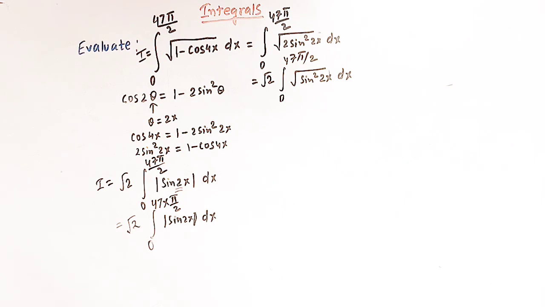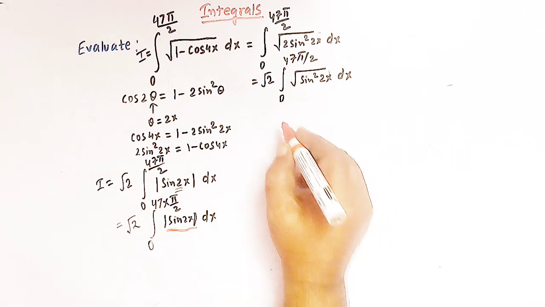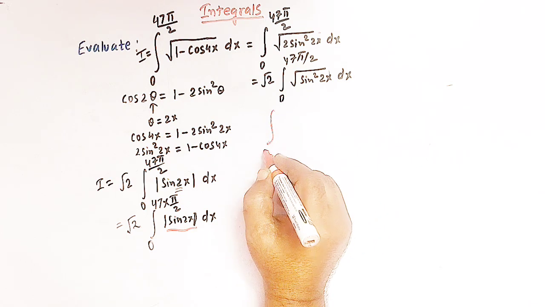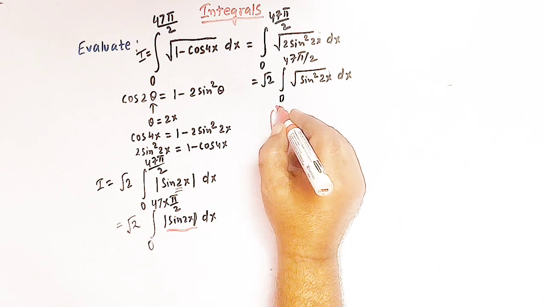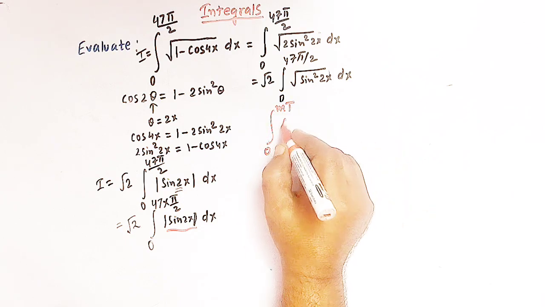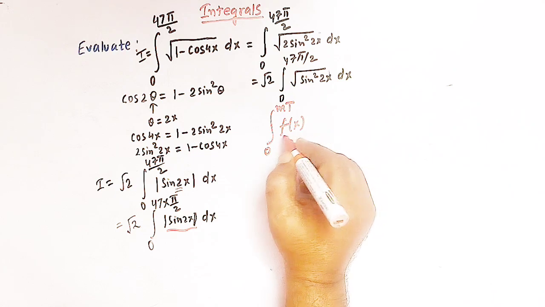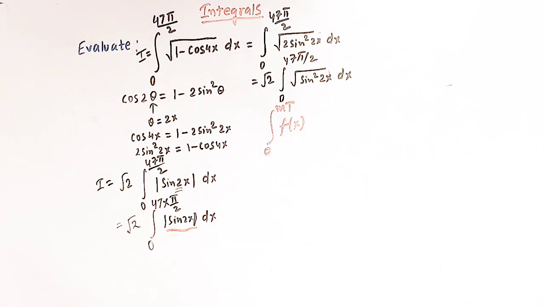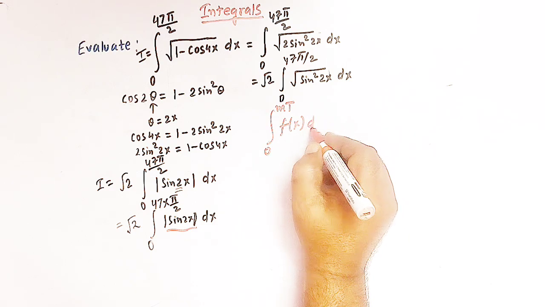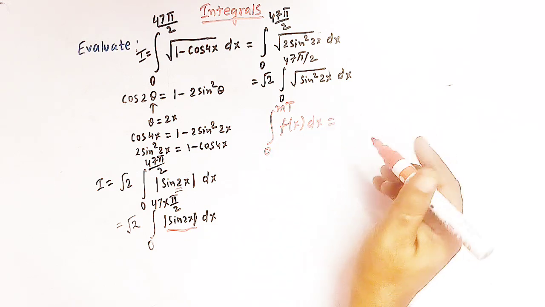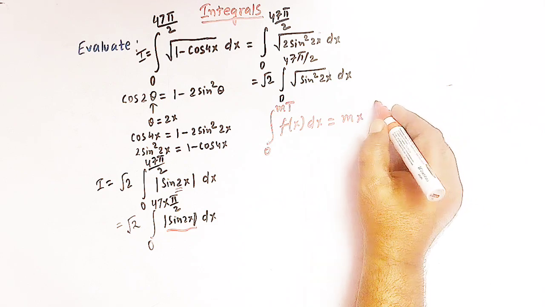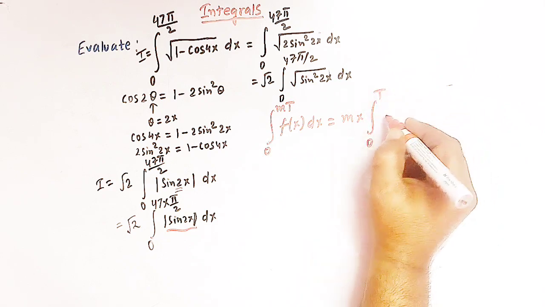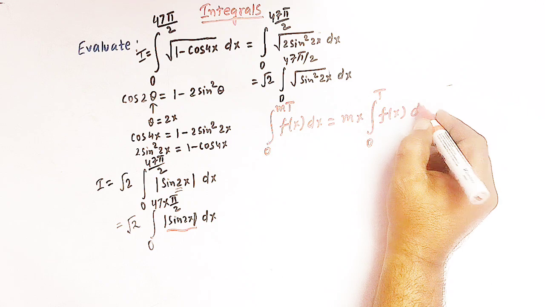Now let us make use of an important property of definite integrals involving periodic functions. If we have an integral from 0 to m times T of a periodic function f of x whose period is T, and m is some positive integer, then the value of this integral is given by m times the integral from 0 to T of f of x dx.